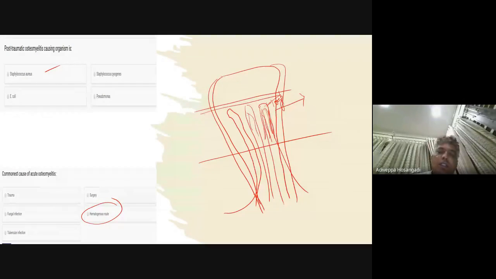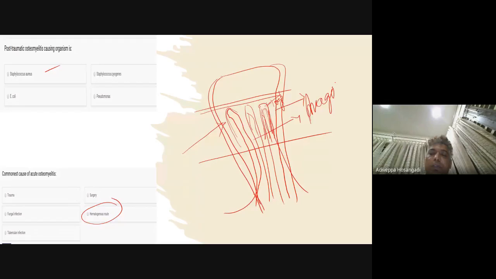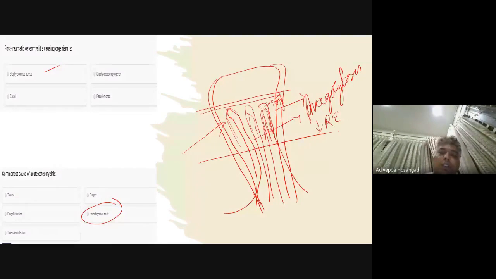Repeated trauma increases the blood flow. So bacteremia again and hairpin bend, and there is minimal phagocytosis. This is one more reason, because of minimal phagocytosis due to reduced reticuloendothelial system. Okay, these are a few reasons why the most common site is metaphysis, and the most common cause for osteomyelitis is hematogenous.